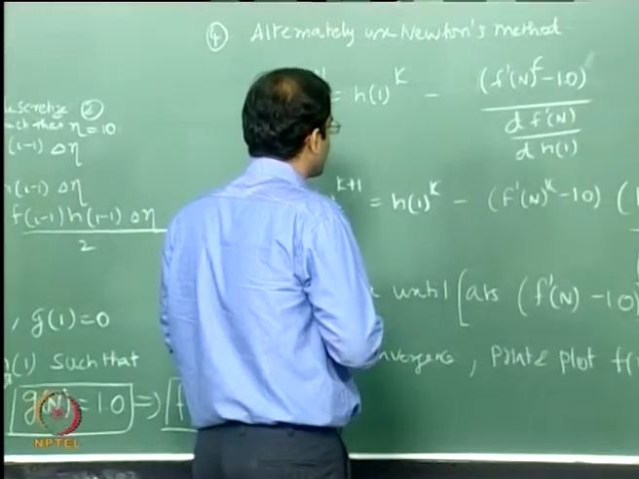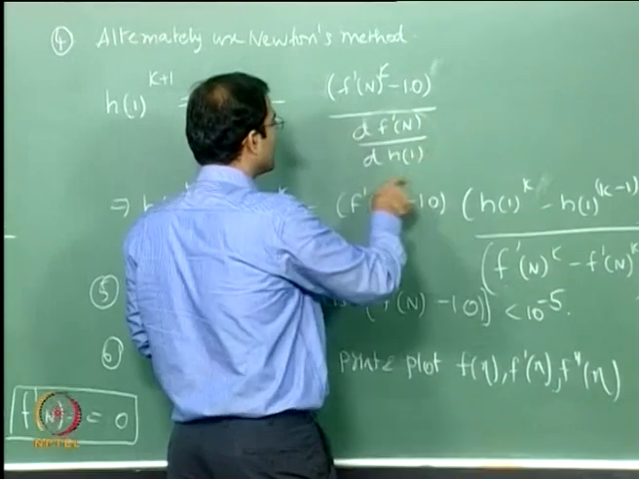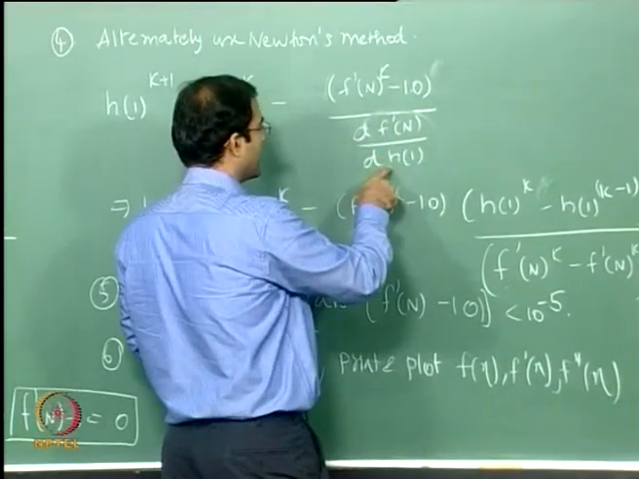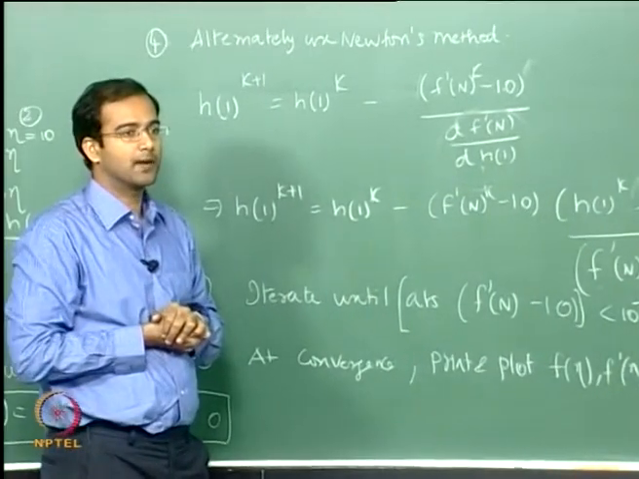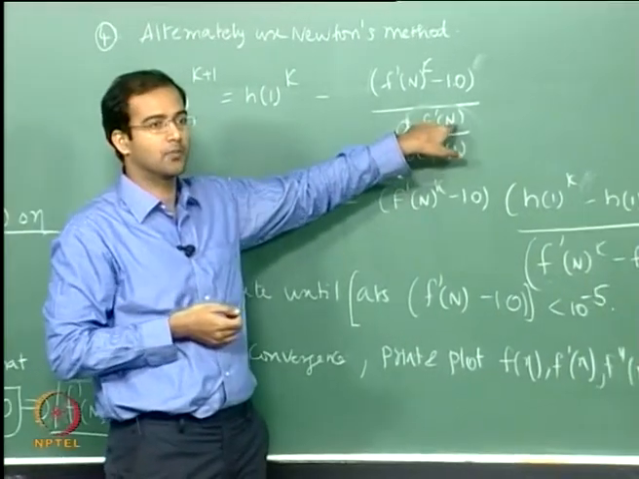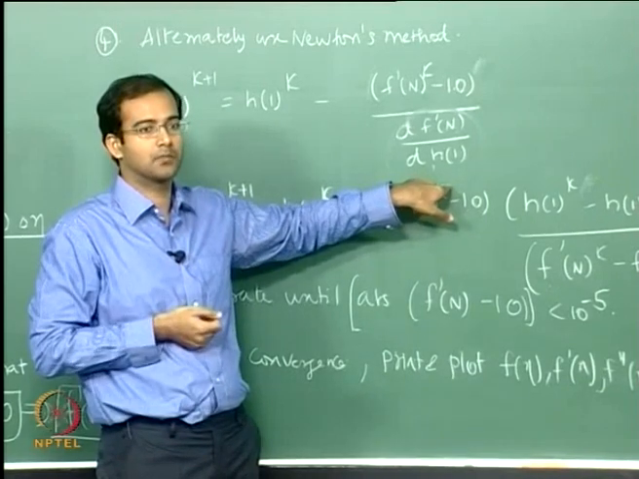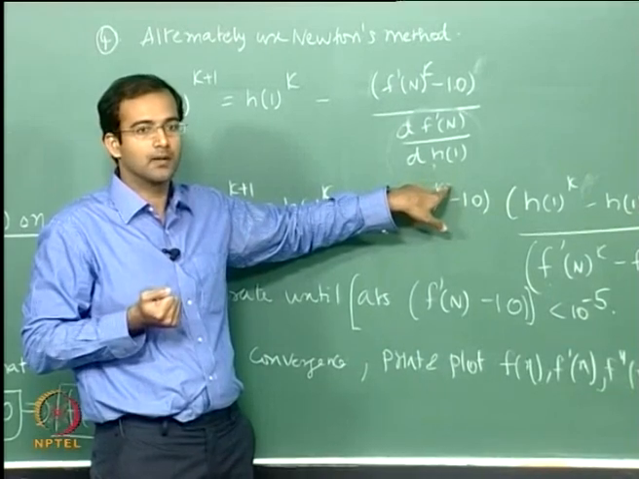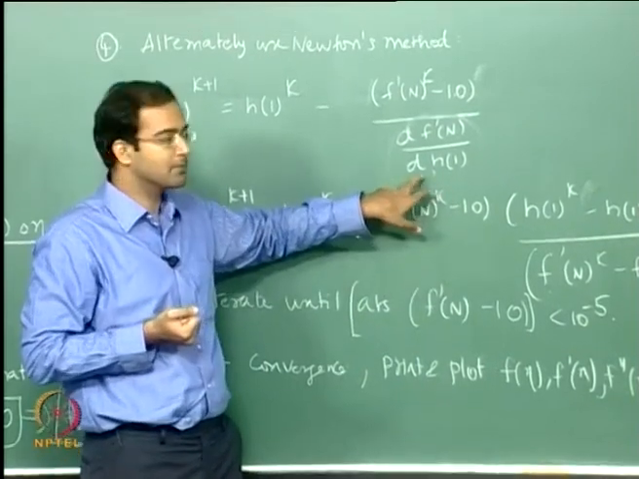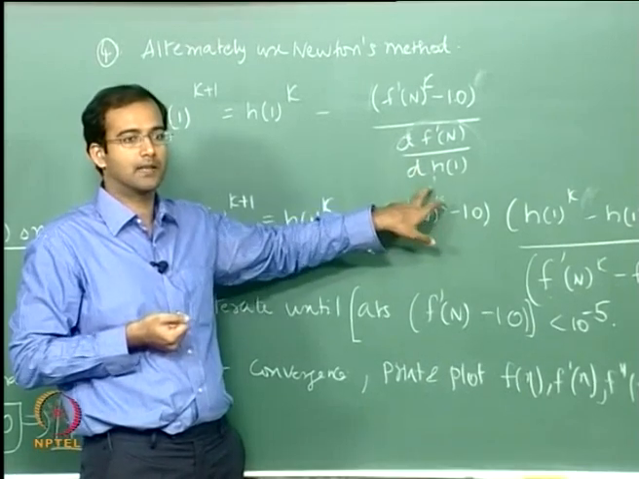Okay, so now if you rewrite this, the question is, how do we know the slope of f prime with respect to h? This is f prime at the nth point for different guesses of h at the first point. So how do you know the slope, if initially you don't know it? What we have to do is apply a simple finite differencing scheme to calculate the derivative.